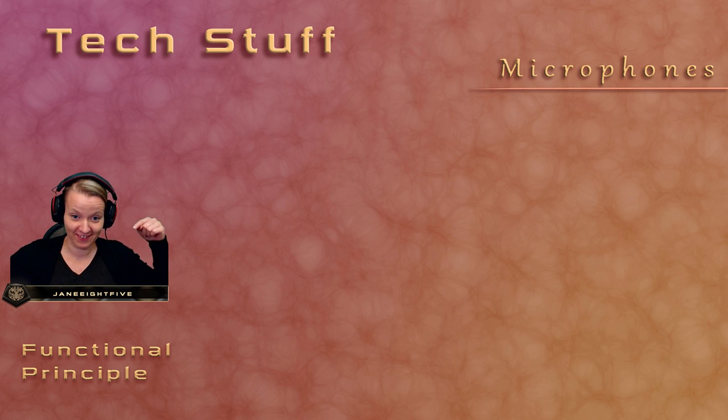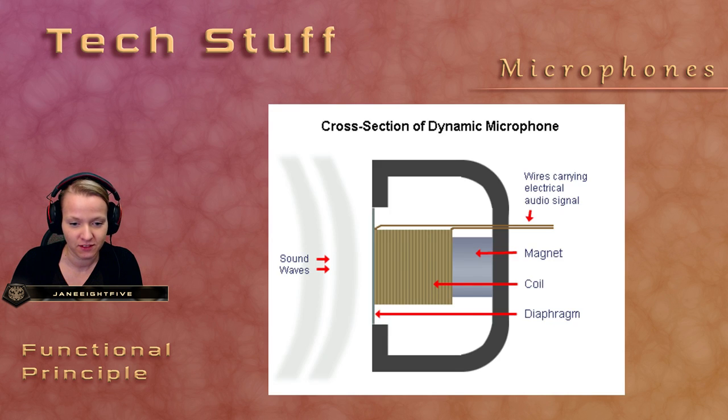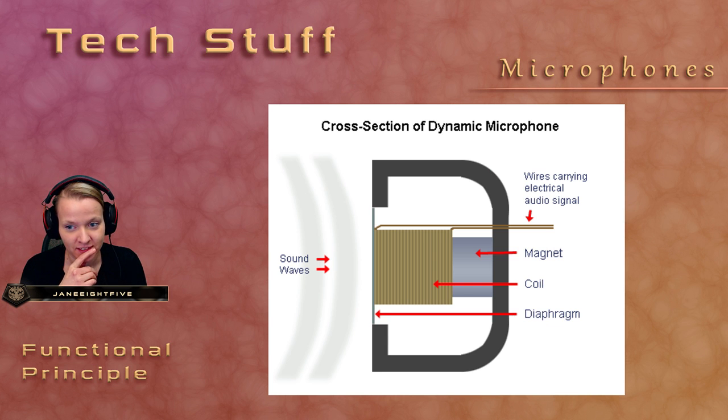We start with the functional principle of microphones. So I think you all know that there are different types of microphones. Yeah, Dave, nice. This here is a dynamic microphone, and the condenser microphone looks a bit different.